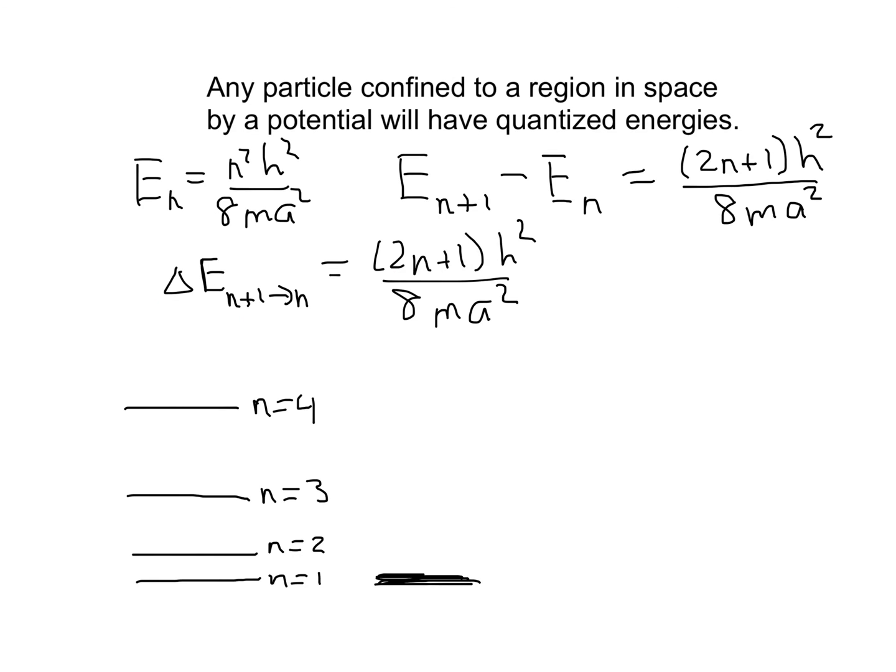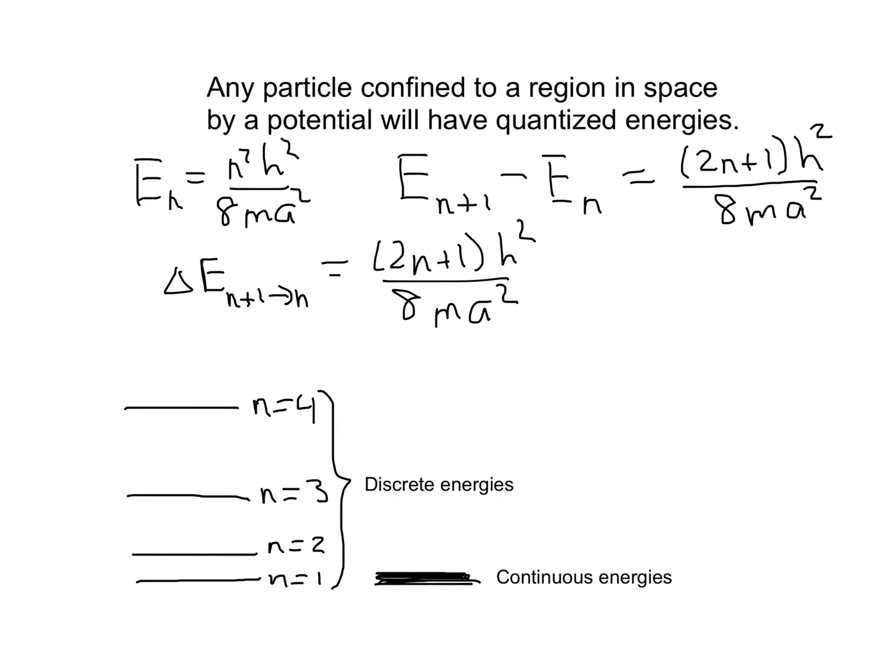Notice that if the difference between energy levels is very, very small, smaller than I can measure, then we essentially have a continuum of energy levels. In other words, each energy level is so close to the next one that it appears as though I can access all possible energies. This is just the classical case.